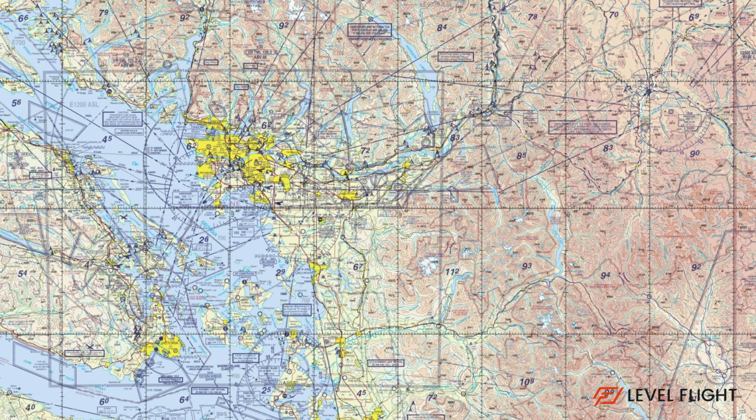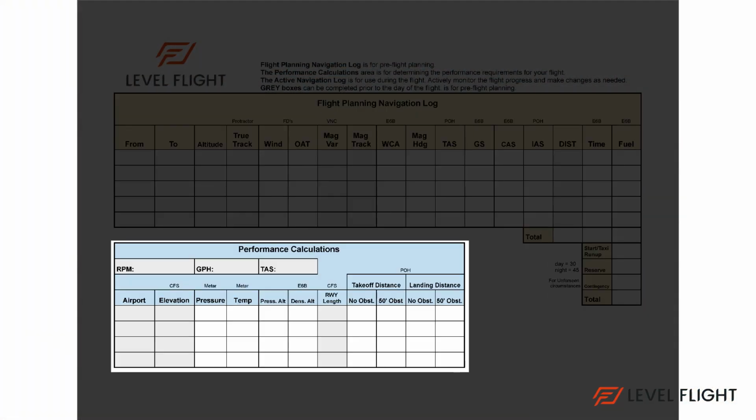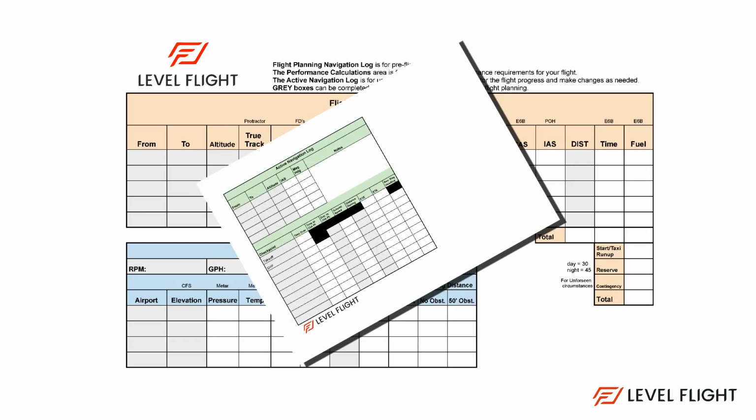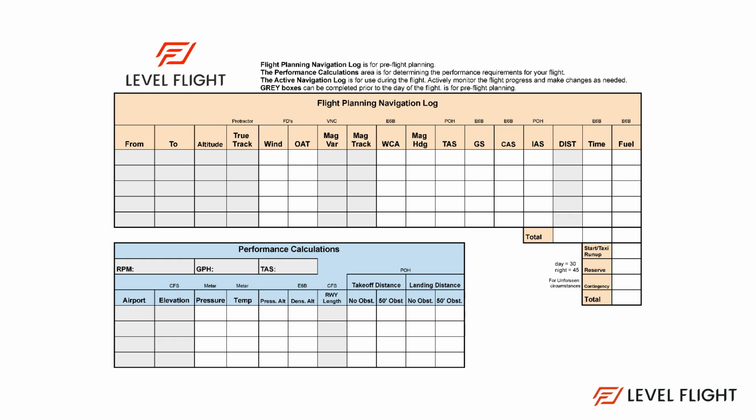The Level Flight nav log is broken up into three parts: flight planning nav log, performance calculations, and the active nav log. Each of these serves a different purpose, which I will explain as we talk about each one. Let's begin with the flight planning nav log. The flight planning nav log is the largest part of the nav log and the part you will be using for the bulk of your planning.